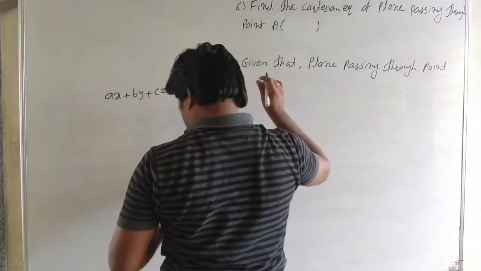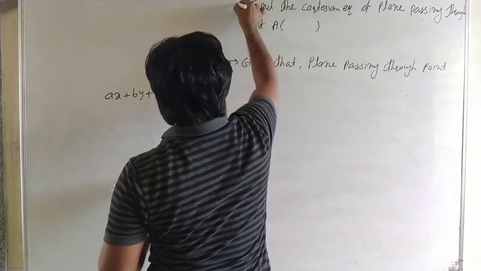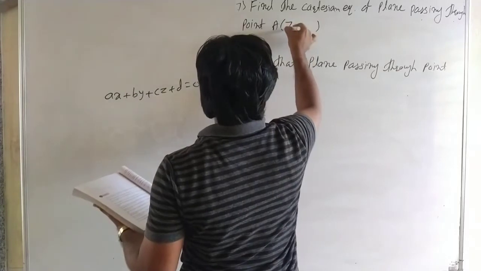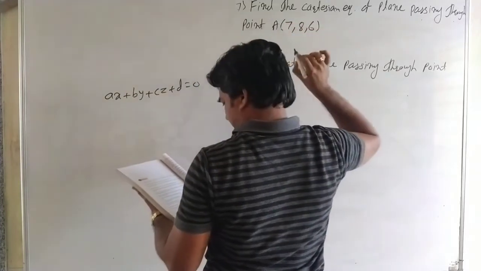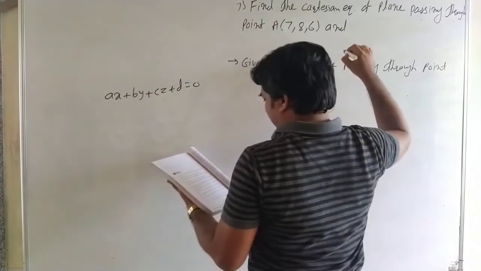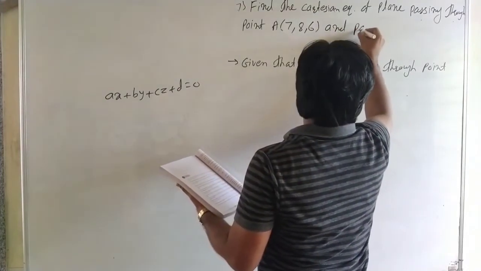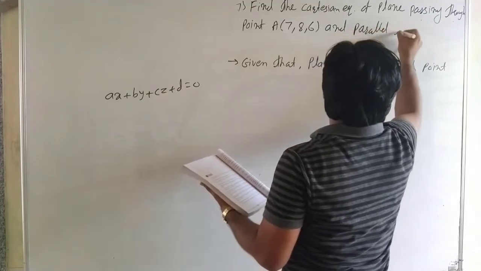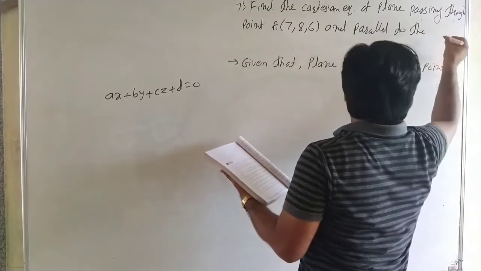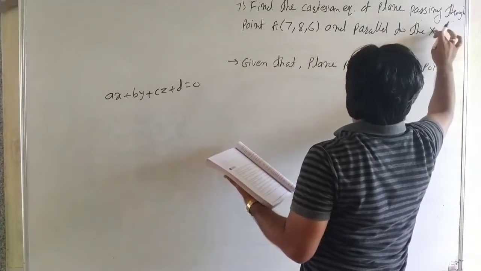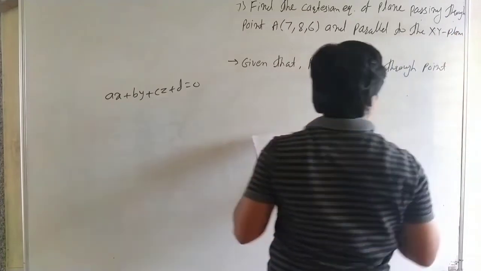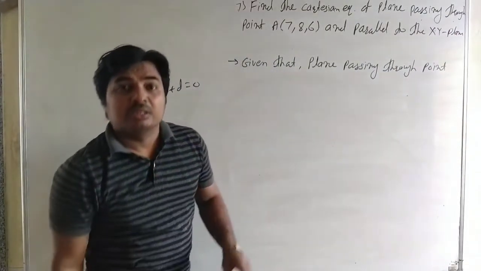Next, example number 7. Find the Cartesian equation of the plane passing through point A (7, 8, 6) and parallel to the xy plane.